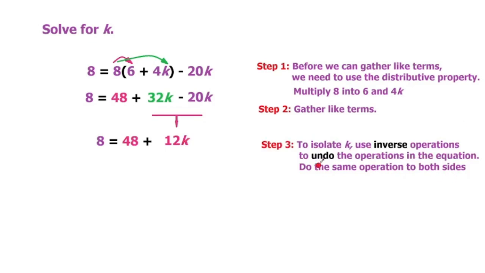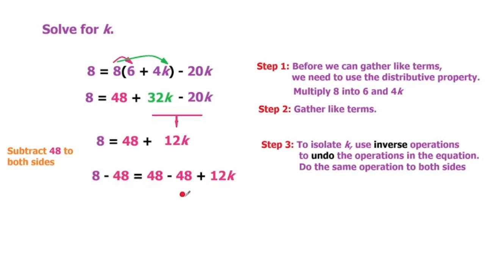So now the third step, to isolate k, use inverse operations to undo the operations in the equation. And remember to do the same operation to both sides. So the first thing we're going to do is we're going to move that 48 over, okay? But the way you really do it is you subtract 48 to both sides, right? So the opposite of addition, adding 48, is subtracting 48. So you do it to both sides.